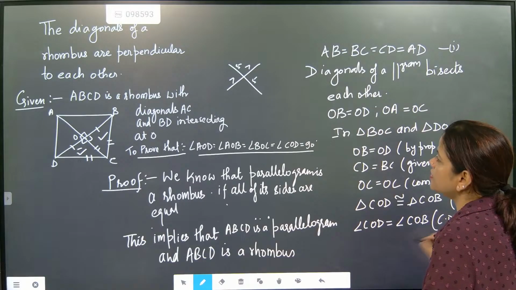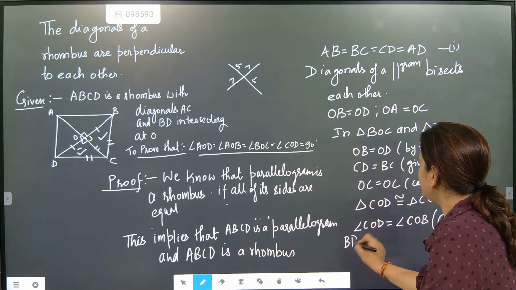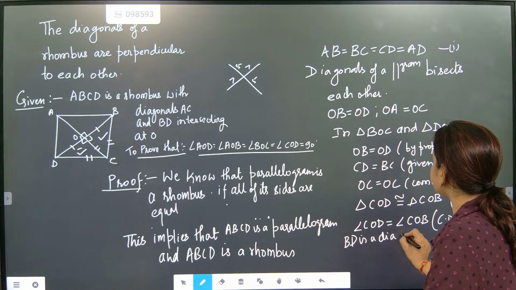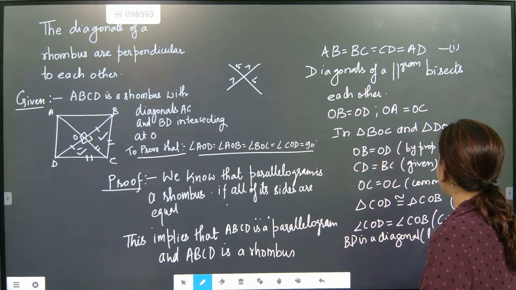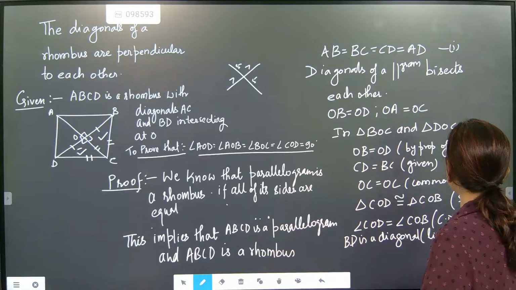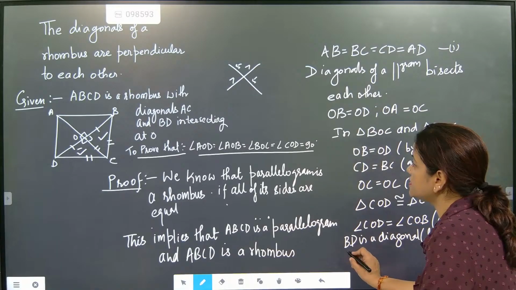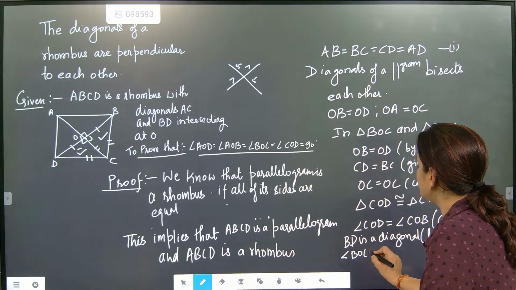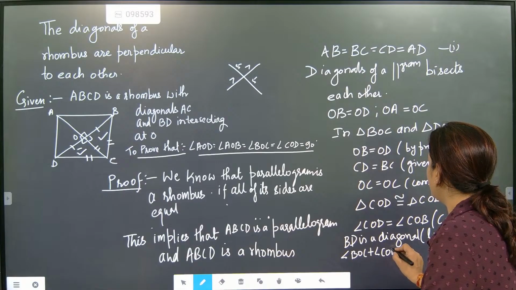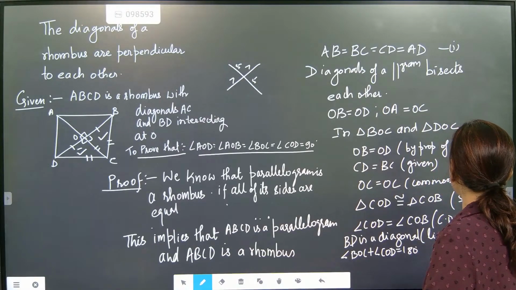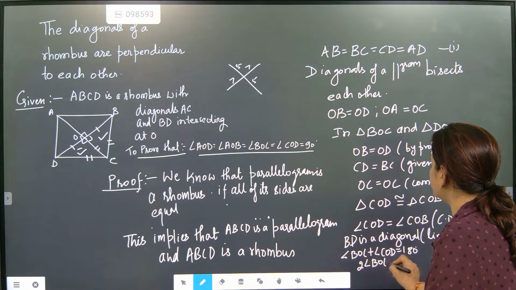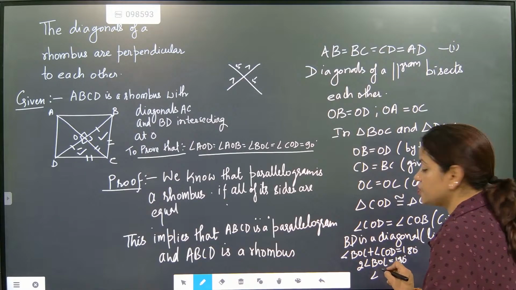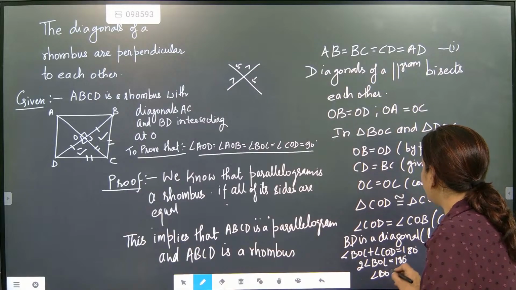Now we already know that BD is a diagonal, and diagonals are always line segments. So angle BOC plus angle COD will be equal to 180 degrees. But by CPCT we already proved they both are equal. So 2 times angle BOC is equal to 180 degrees. So angle BOC is equal to 90 degrees.